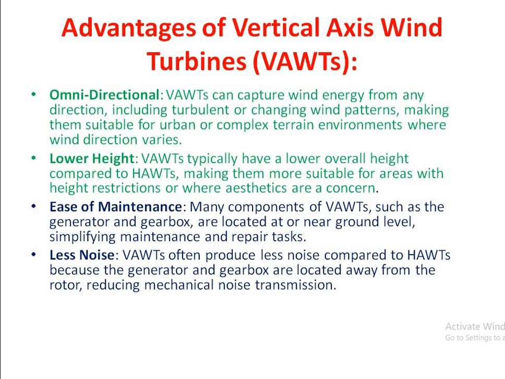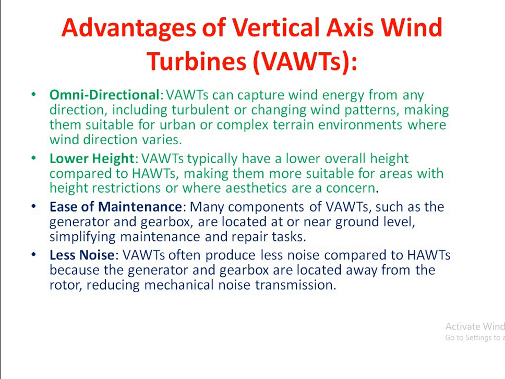So what are the advantages of this? The first is omnidirectional. That means vertical axis wind turbines can capture wind from any direction, including turbulent or changing wind patterns, making them suitable for urban or complex terrain environments where wind direction varies. The second one is the lower height. Vertical axis wind turbines typically have a lower overall height compared to horizontal axis wind turbines, making them more suitable for areas with height restrictions or where aesthetics are a concern.